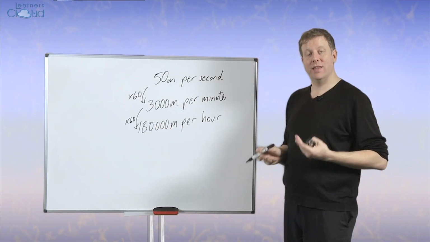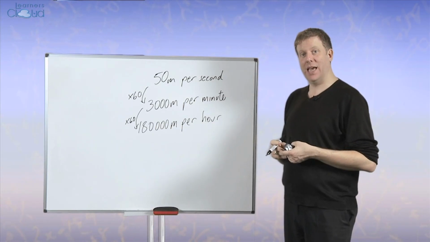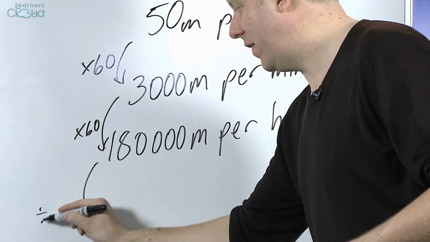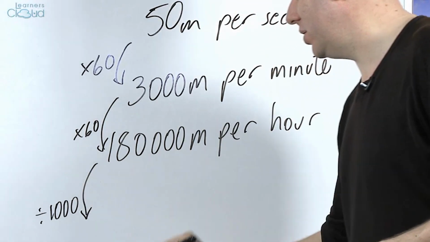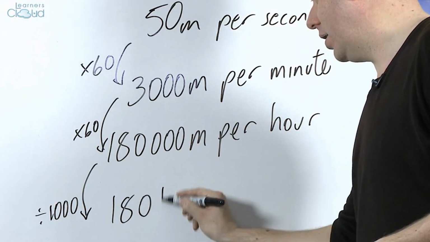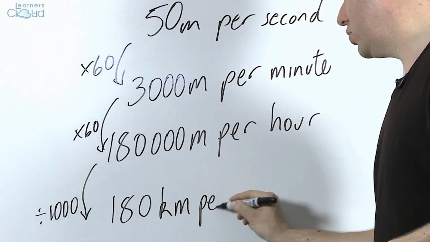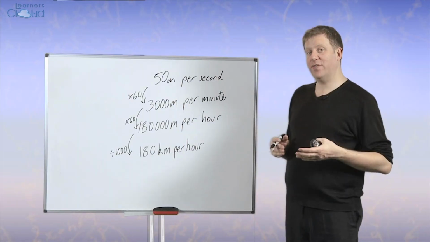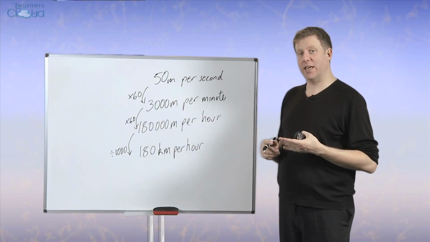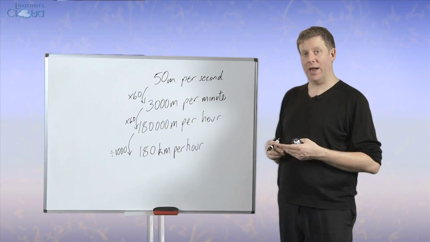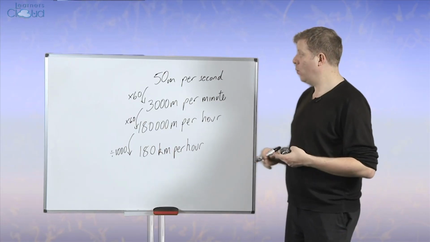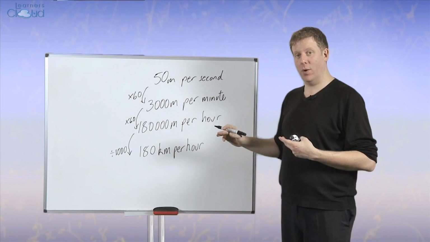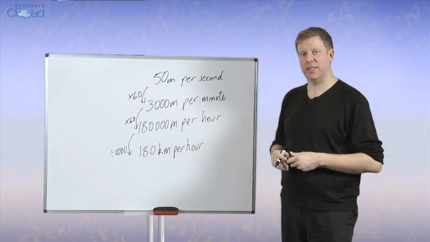But we know that there are 1,000 meters in a kilometer. So my final bit of working out is to divide by 1,000 to give me my final answer of 180 kilometers per hour. So we've successfully converted 50 meters per second into kilometers per hour. And look at how we did it. We went from meters per second to meters per minute and then meters per hour and then changed the meters into kilometers.